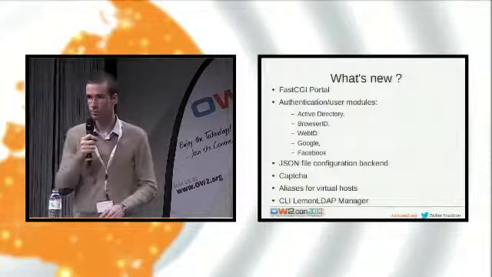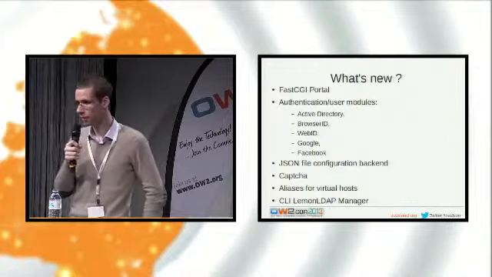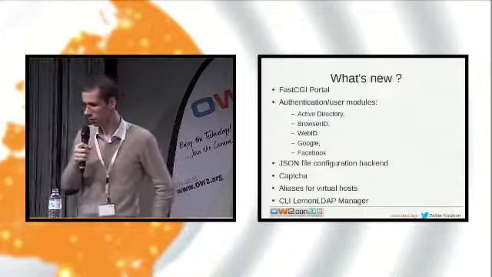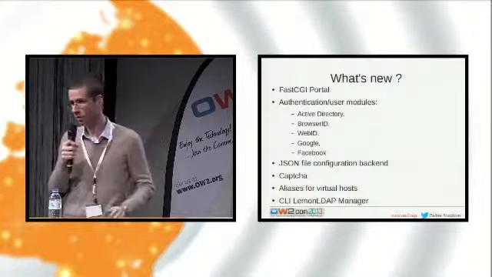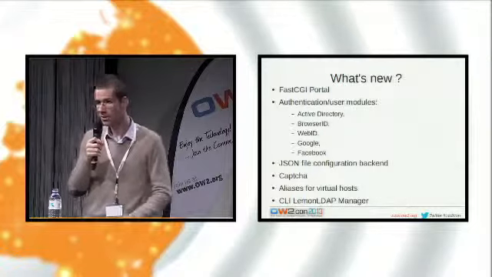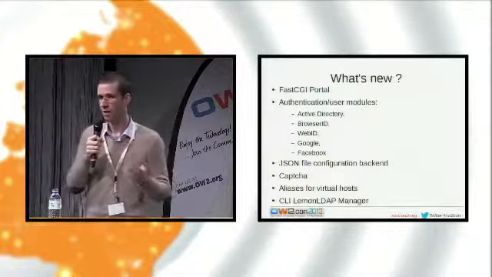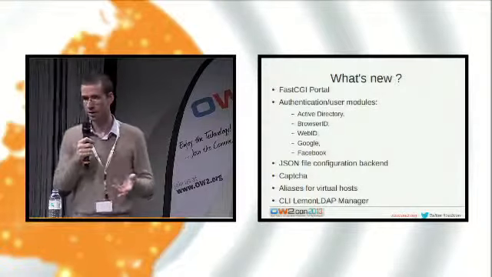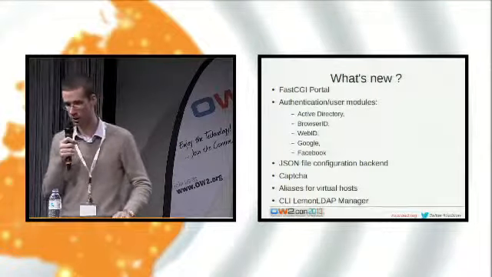So now we will see some new features of LemonLDAP. First the FastCGI portal, and next we'll see 5 new authentication modules. Then the JSON capability to store configuration in JSON format. And then CAPTCHA, aliases, and CLI new features for LemonLDAP.